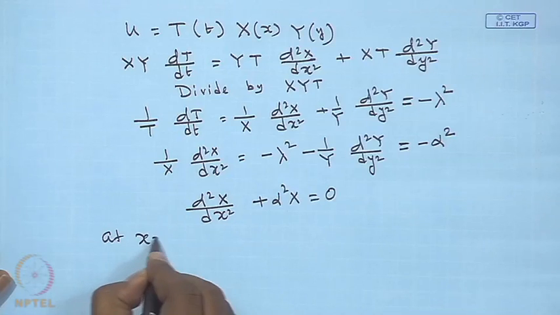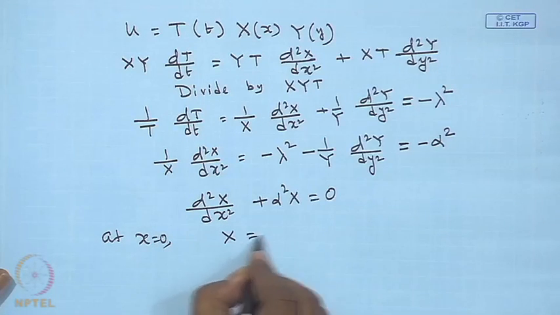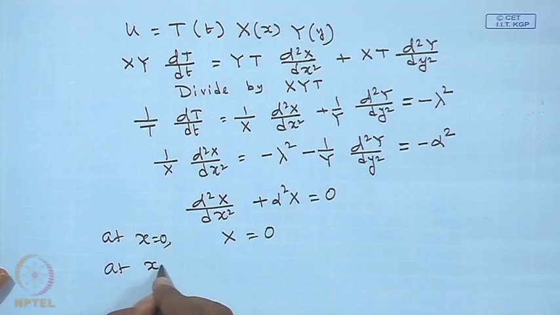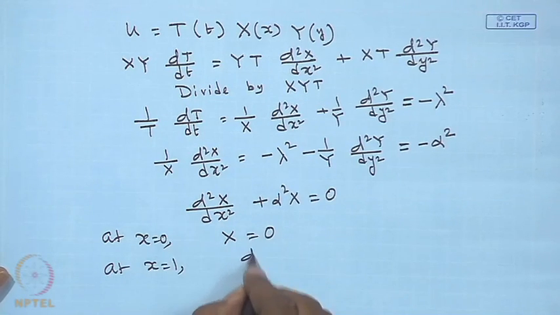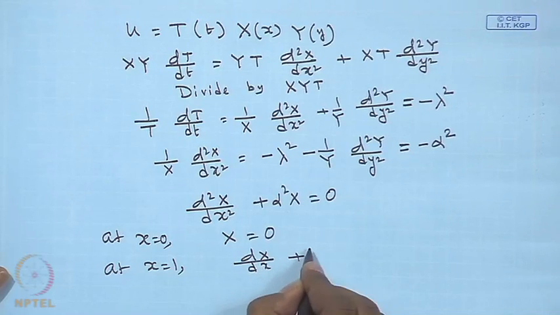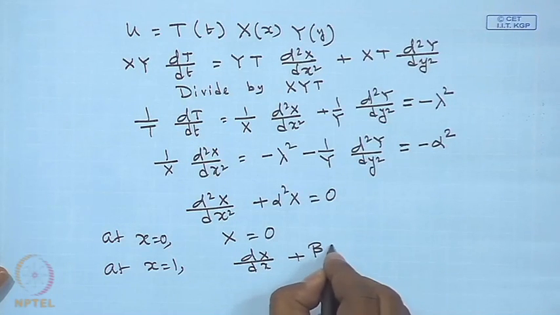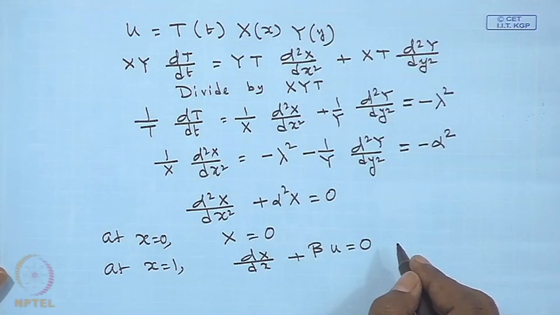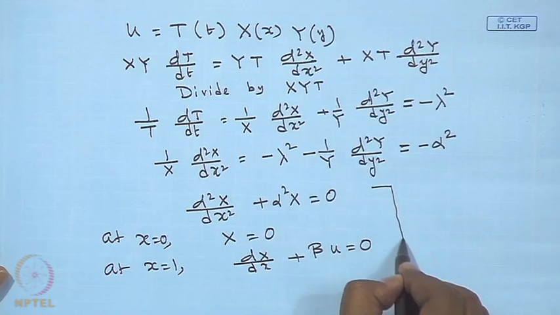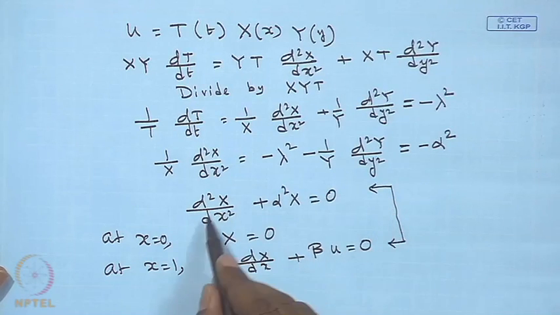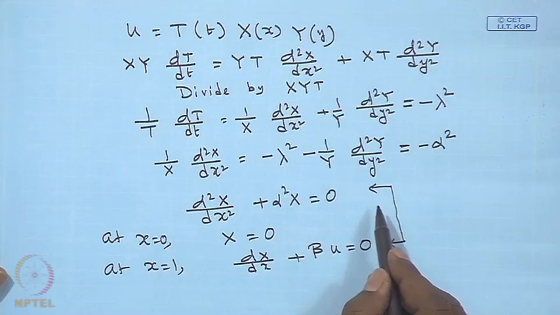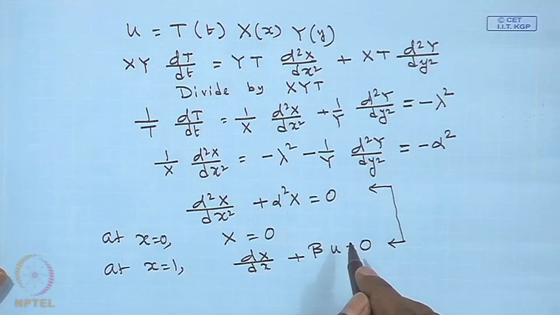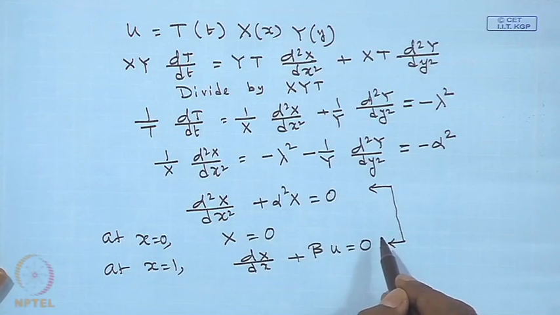So, at x is equal to 0, your capital X is equal to 0, because u was equal to 0 at that boundary, and at x is equal to 1, you have dX/dx plus beta X is equal to 0, where beta is a scalar parameter. Now, if you examine this problem, it is a special form of a standard eigenvalue problem or Sturm Liouville problem with homogeneous boundary conditions. We have already solved this sub problem earlier.